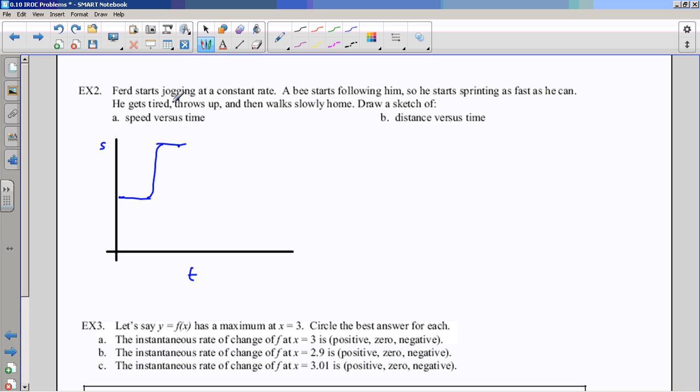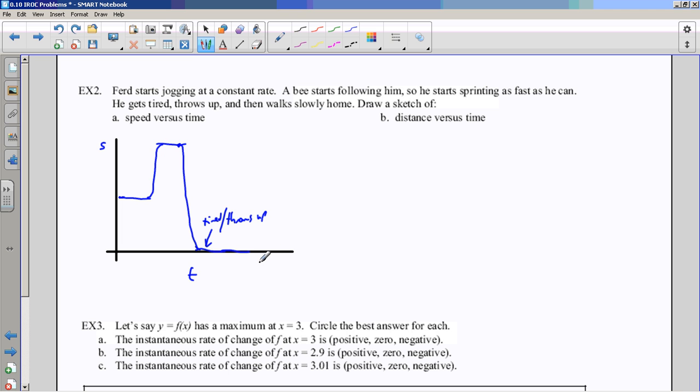He gets tired, throws up, and then walks slowly home. So when he gets tired and throws up, what's his speed? Well, his speed would be 0, right? So right here, and again, it would take him a little time to slow down, right? So this is when he gets tired and throws up. And then he walks slowly home.